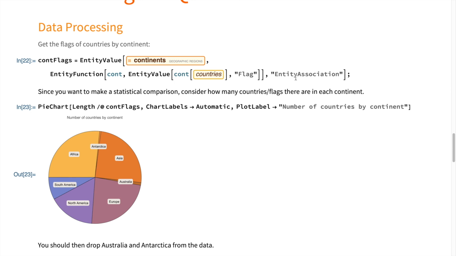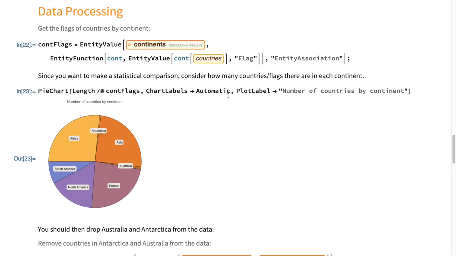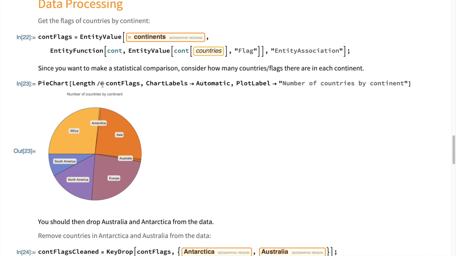Since we want to make a statistical comparison, let's make sure the data is somewhat balanced. We will map the length function onto our variable cont flags and plot a pie chart of it. You will notice that after the argument of my function, I have some options. In the case of visualizations, these are mostly there for stylistic purposes to make visualizations more powerful and more clear. They are denoted through arrows.